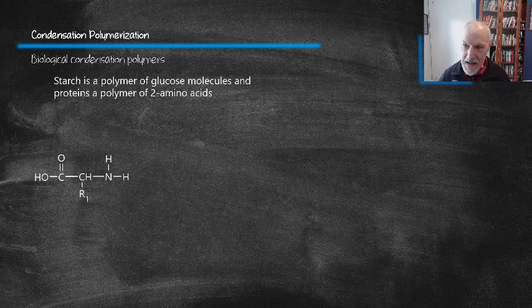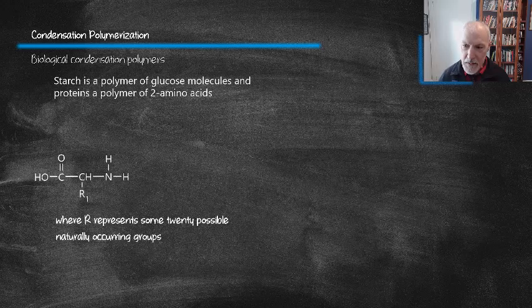You can notice on it the acid functional group, the carboxylic acid, and on the second carbon, the amino functional group. R represents a large group of 20 possible naturally occurring groups. I'm now going to bring a second amino acid present, where R2 could be the same group as R1 or one of the other 19 possibilities.